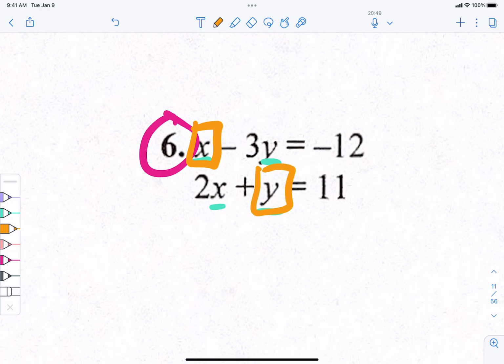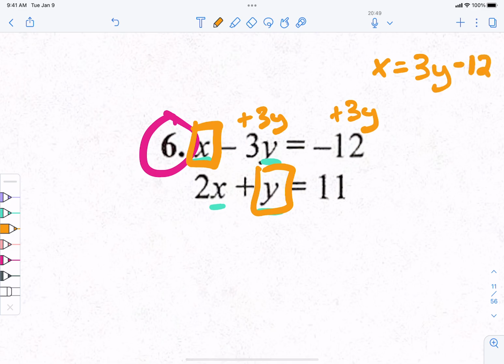All I have to do is put the other piece to the other side, right? So when you're doing substitution, you want to make sure that that happens. And then what you do is after you solve this x, if I add the 3y to the other side, I have x is equal to 3y plus or minus 12. Okay, then what do I do with that? Do you know?